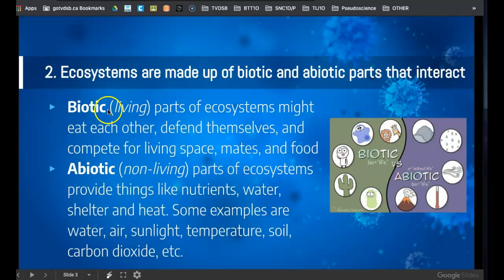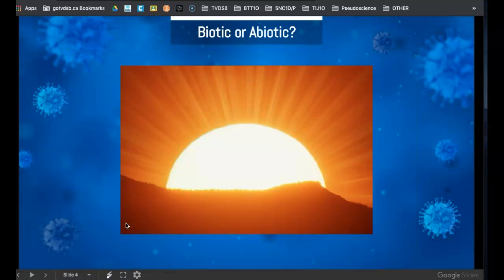So remember, biotic means anything that is alive. Abiotic means literally everything else. So it could be something that is dead, but it also could be the rock or the water, the lake. Okay? Now, let's look at some examples. So you tell me, is this biotic or abiotic?